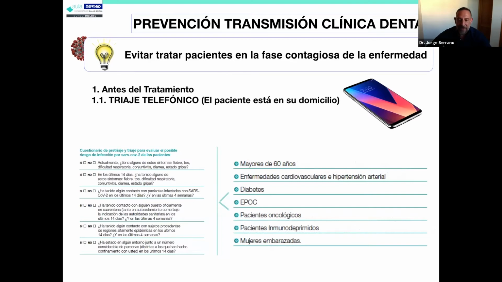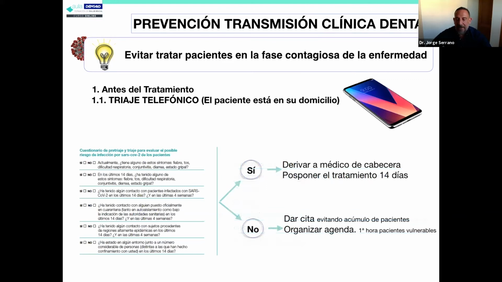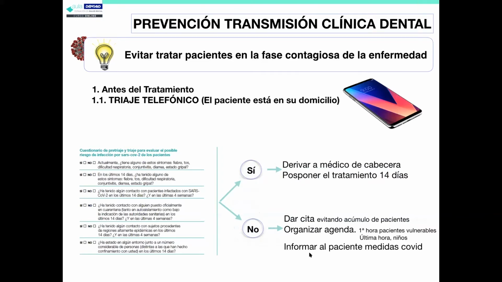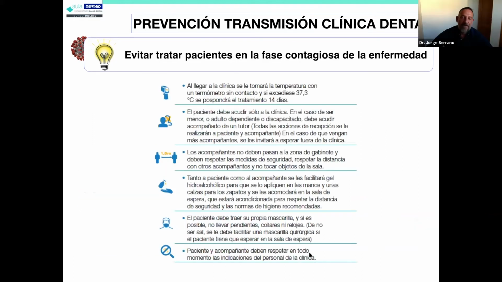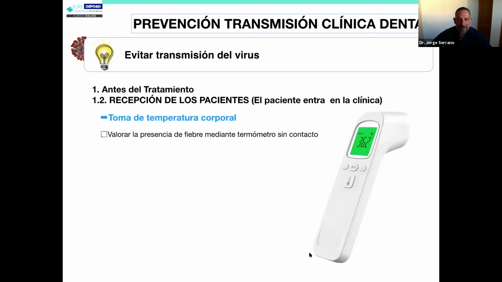Which are these more vulnerable patients? Patients over the age of 60, cardiovascular diseases or high blood pressure, diabetes, COPD, oncologic patients, immunosuppressed or pregnant patients. We should, for example, schedule the appointments of the children for the last time of the day. And during this triage over the phone, we explain already to the patient what we're going to do when they come to the office. We will explain that we will take the temperature, that they should wear a mask, that they should not come 2 hours before the appointment, that we are going to provide them with gel, and that they shouldn't come with any persons together with them, because we don't want to have too many people together in the waiting room.